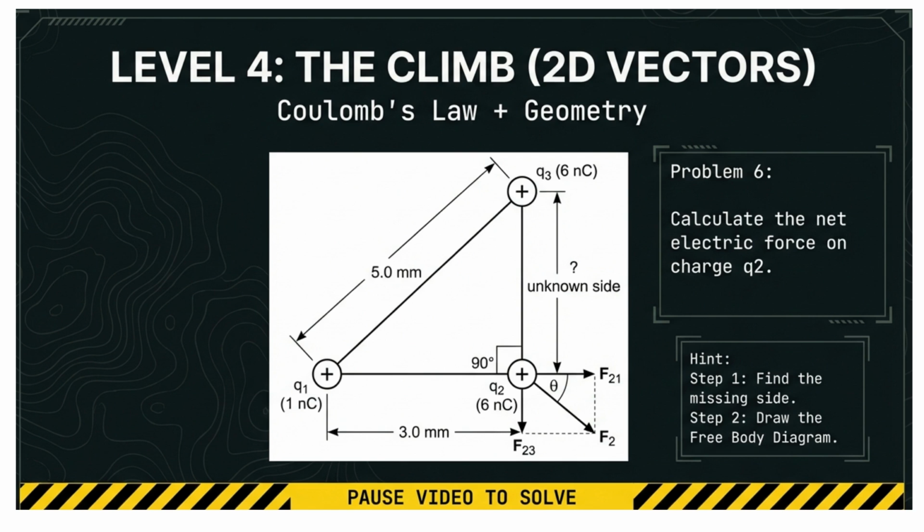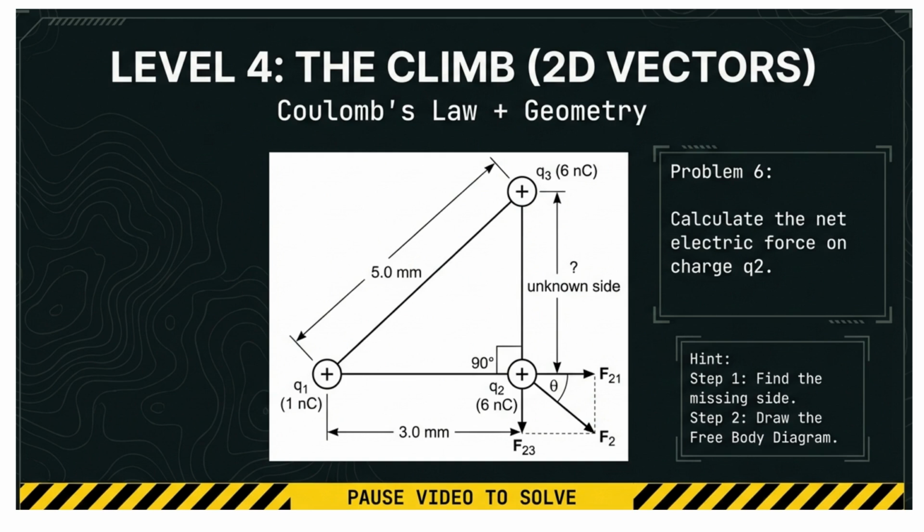Step 2. Identify the forces. Now look at the free body diagram on Q2. Since all charges are positive, they repel each other. Charge Q1 pushes Q2 to the right with force F21. Charge Q3 pushes Q2 downward with force F23.